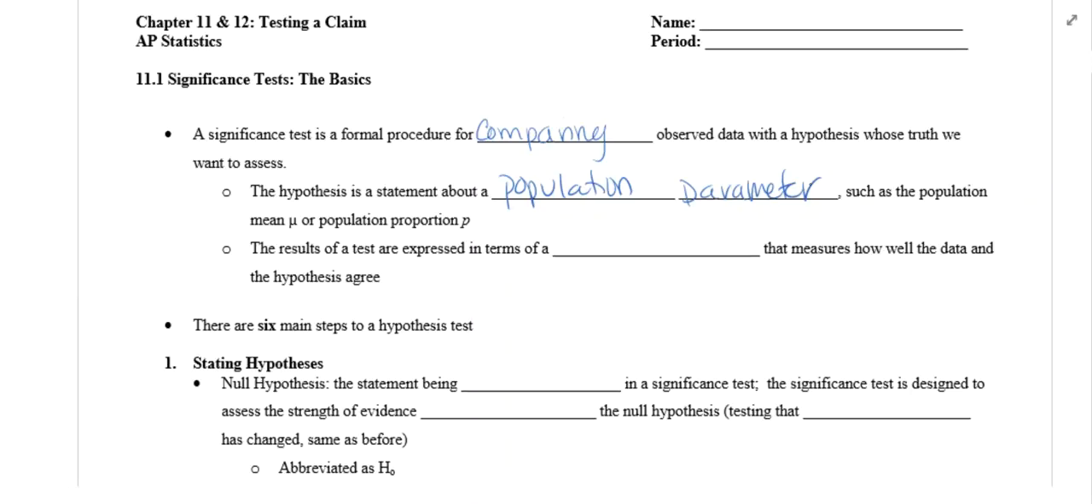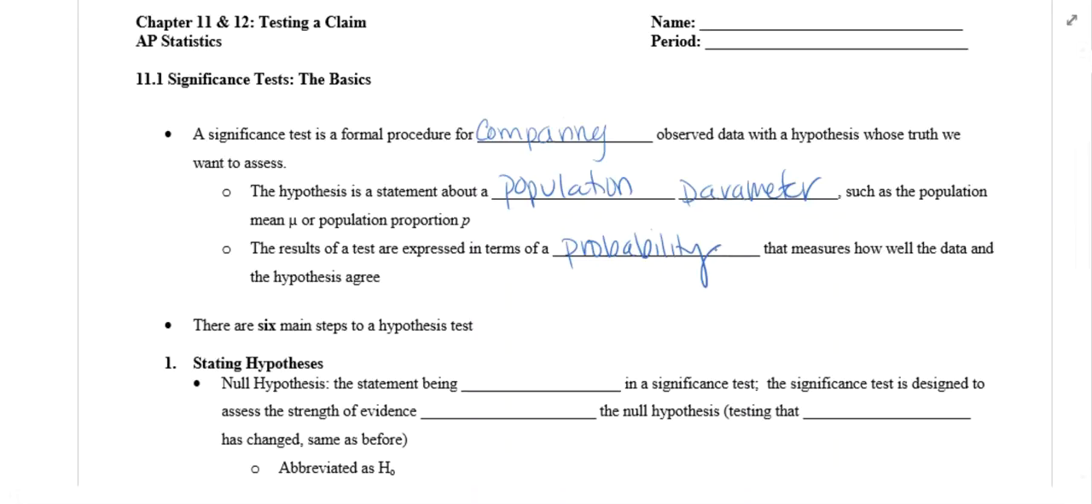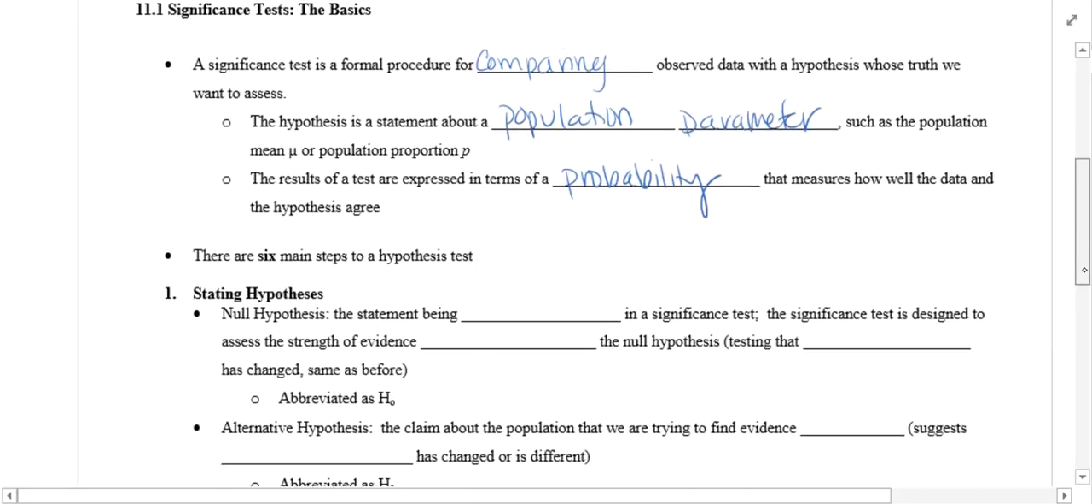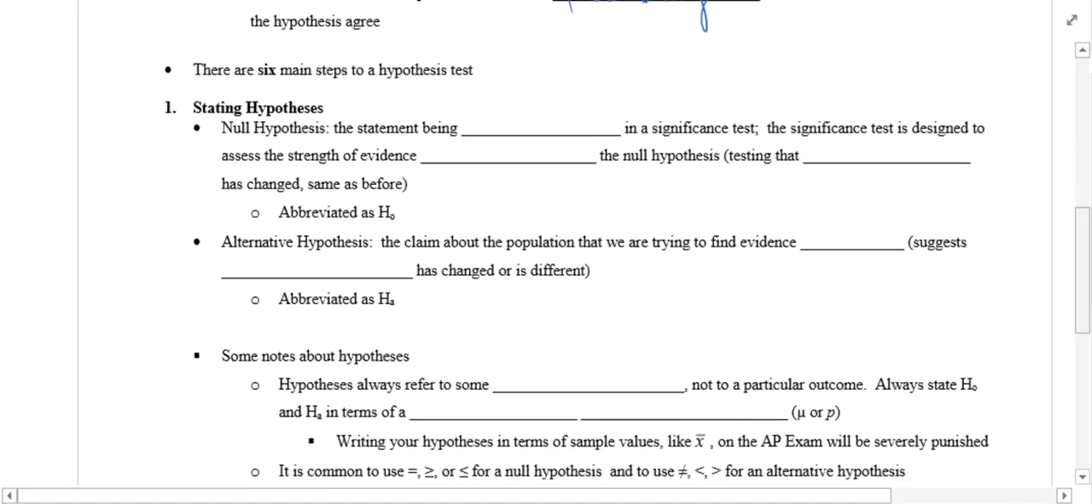The results of a test are expressed in terms of a probability that measures how well the data and the hypotheses agree. We've been talking about not just finding the probability, but then we're also going to draw conclusions, and that's where this chapter starts to have us draw conclusions about what we see. There are 6 main steps to a hypothesis test. We're going to go through an example and walk through them.